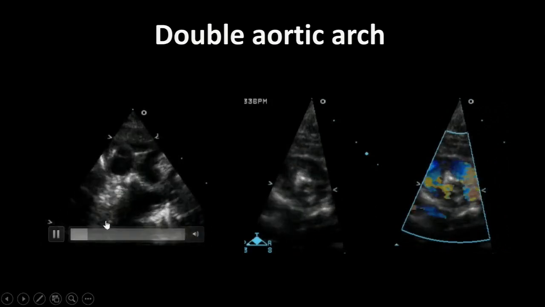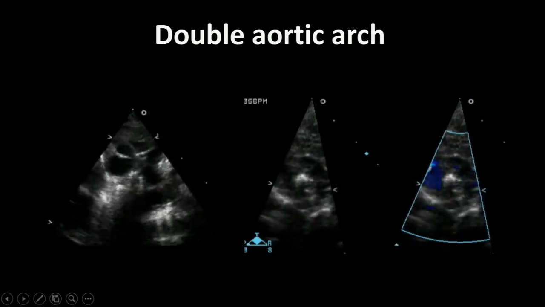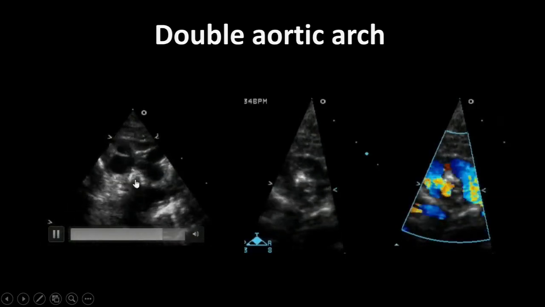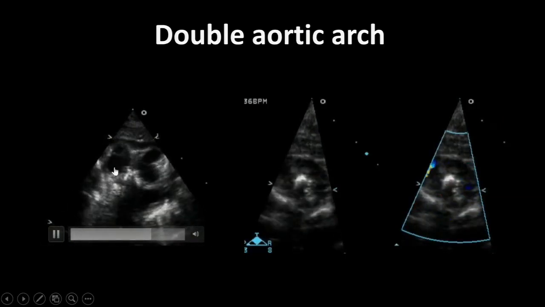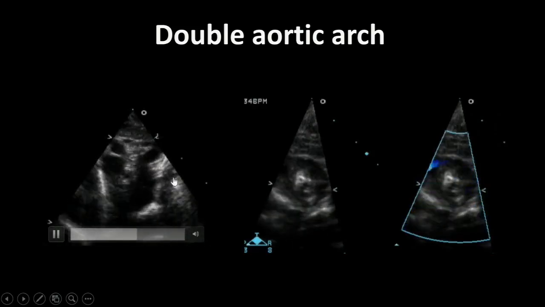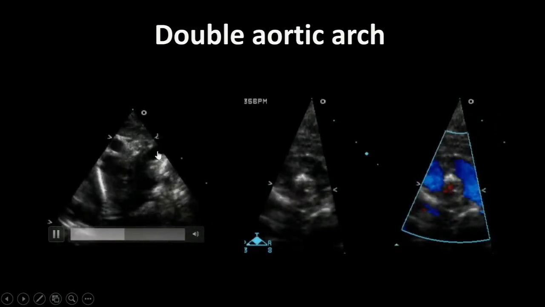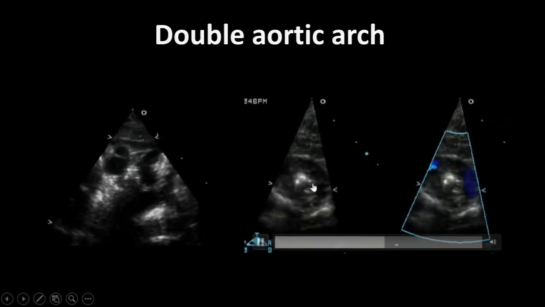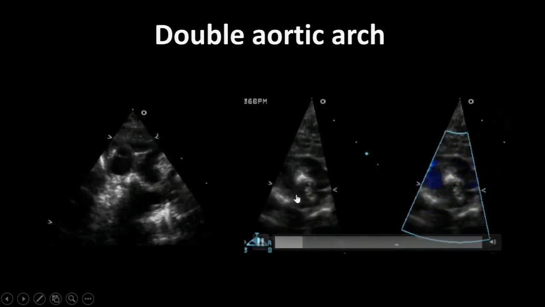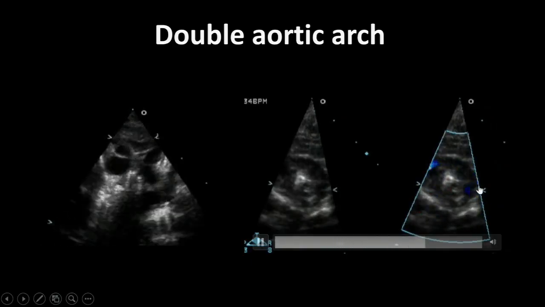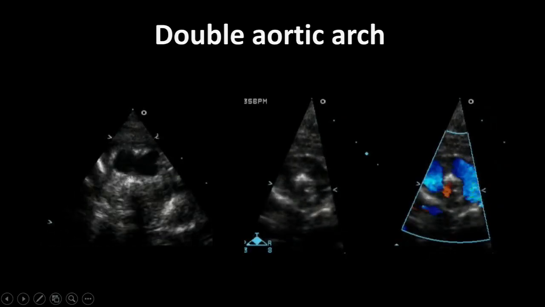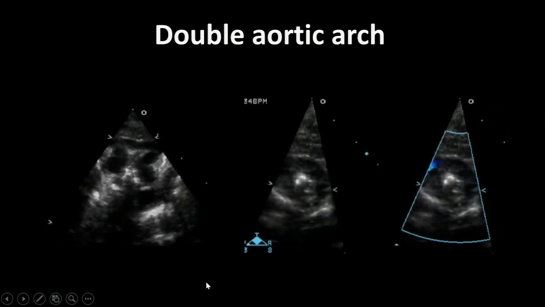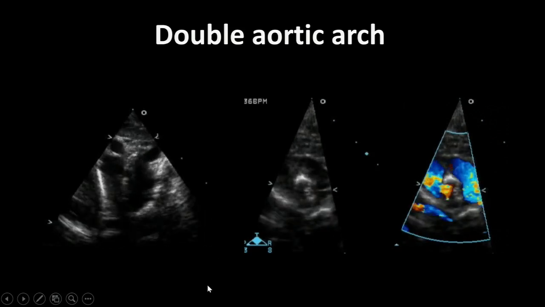Example of a double aortic arch. One of the tip-offs for this is you get this symmetric branching of the aortic arches. There's a right arch and a left arch, and you can see the subclavians here, and the carotids here and here come off in a nice symmetric mirror image fashion. Here's another view in a different orientation showing the right arch and the left arch, and you can see color going around both arches. But that symmetric origin of the head and neck vessels is a tip-off to a double arch.